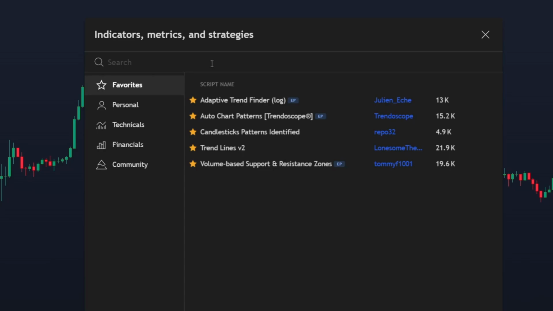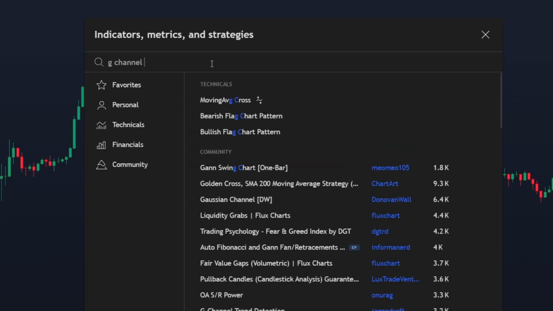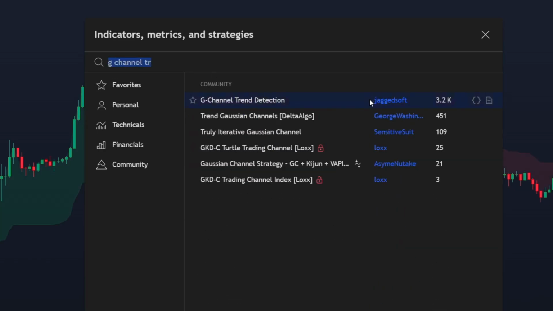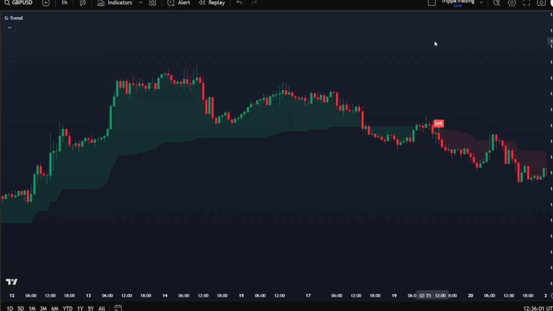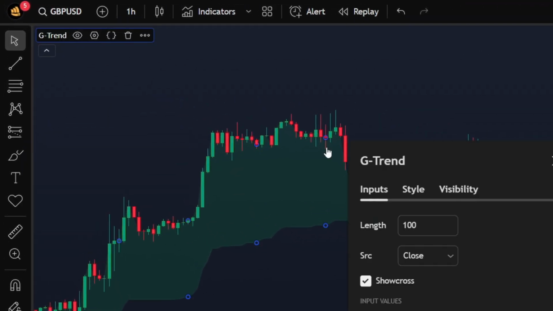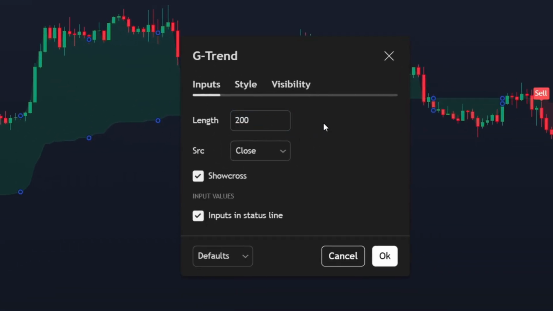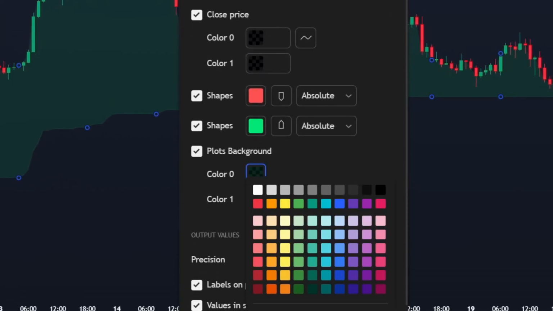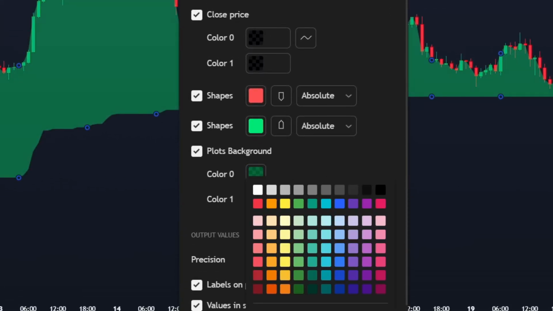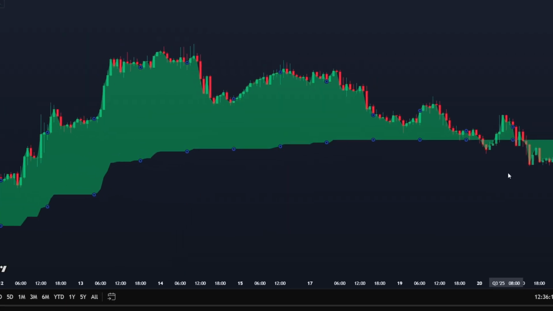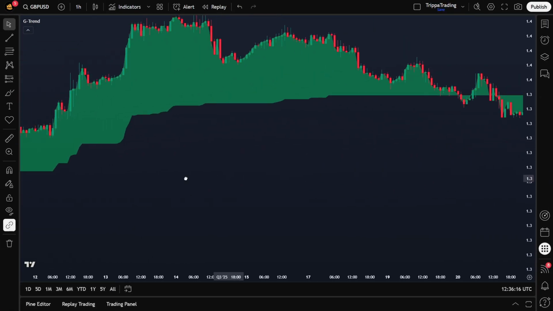Open the Indicators tab again and type G-Channel Trend Detection by JaggedSoft. Add this one to the trading chart. Open settings first of all from here and set the length to 200. Turn off the default signals. In style, increase ribbon background opacity bottom to 40% so it's easier to see. These are all the changes we will be doing for this indicator.